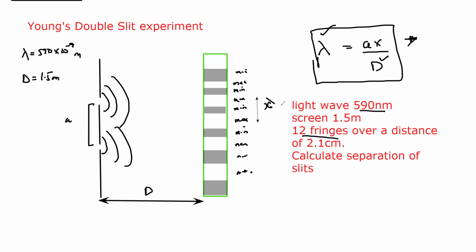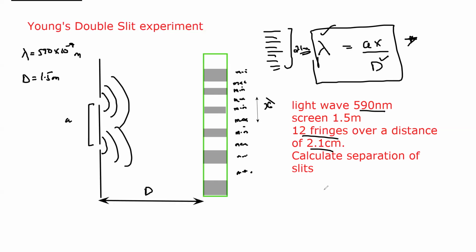He observed 12 fringes, like he observed 12 lines. You can take X as the fringe spacing, or you can also take X as the width or the size of one fringe. Both will work. So if 12 fringes are there over a distance of 2.1 centimeter, what is the spacing, or what is the length of this fringe? So how can I work out the length of the fringe?